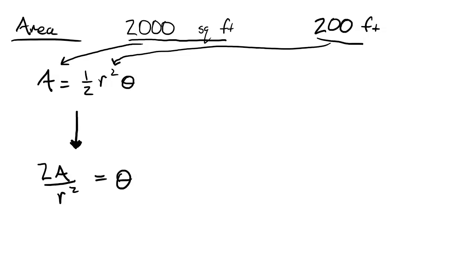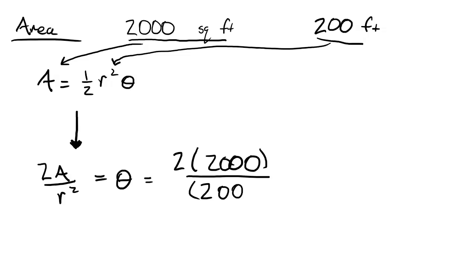Because again, we're looking for rotation. And anytime we're looking for rotation, we're solving for theta. So then when we take this left side of the equation, 2A over r squared, and plug in our values, we get 2 times 2,000 divided by 200 squared. We can just plug this into our calculator and we get 1/10 rad or 0.1 rad. Either way, this works.